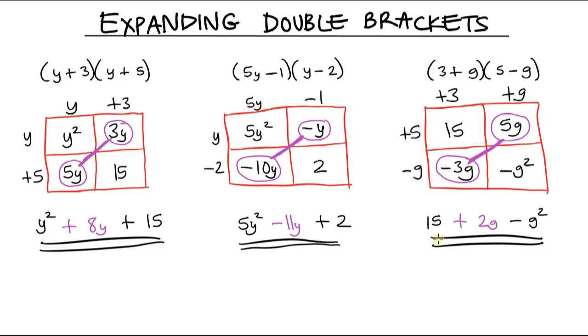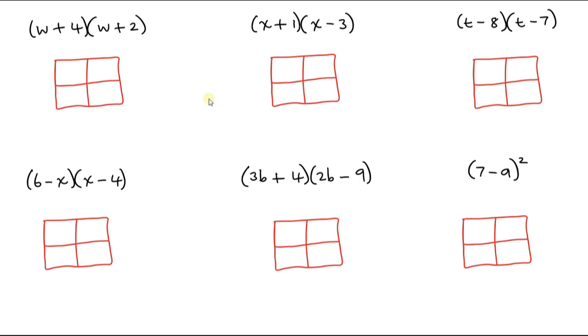And just to make a note is that the order of this again doesn't matter. So I could put minus g squared plus 2g plus 15. That would be exactly the same. Okay, it's over to you now. I've given you 6 questions. And for each question, I'd like you to expand the brackets and simplify your answer.